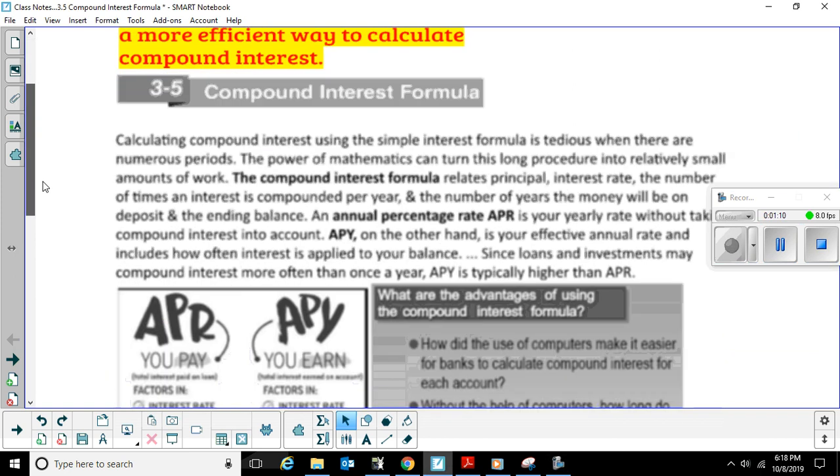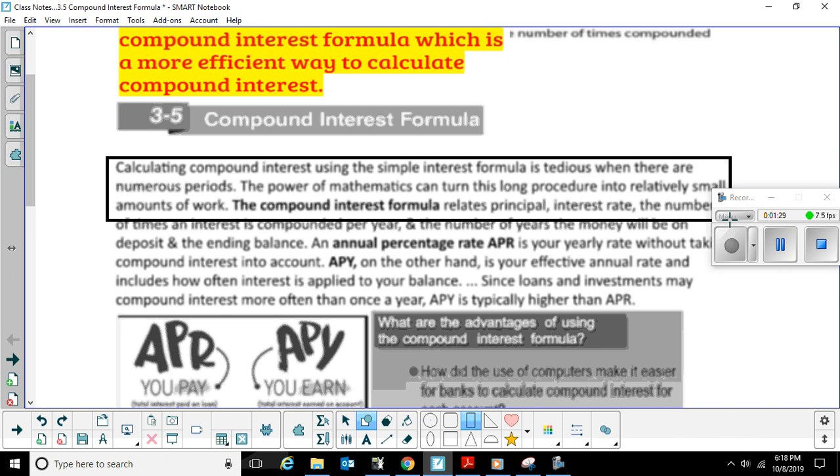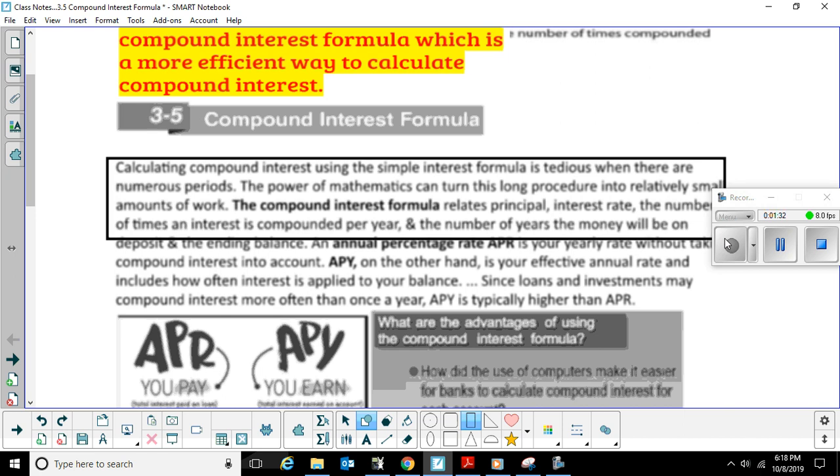So first of all, what's important to know is that this whole idea of a compounding interest formula, we did in our last chapter, but we're going to introduce a slightly different way of looking at it today. The reason for that is this idea here. Calculating compound interest using the simple interest formula can be tedious because you have to keep adding the interest back to the principal when there are numerous periods, yet the power of mathematics can turn this long procedure into a relatively small amount of work.